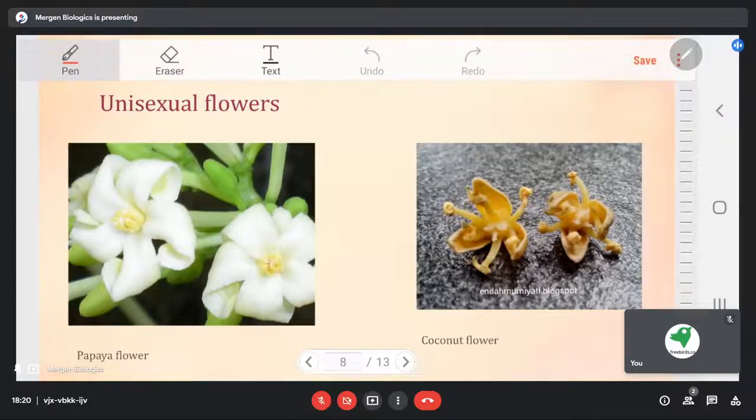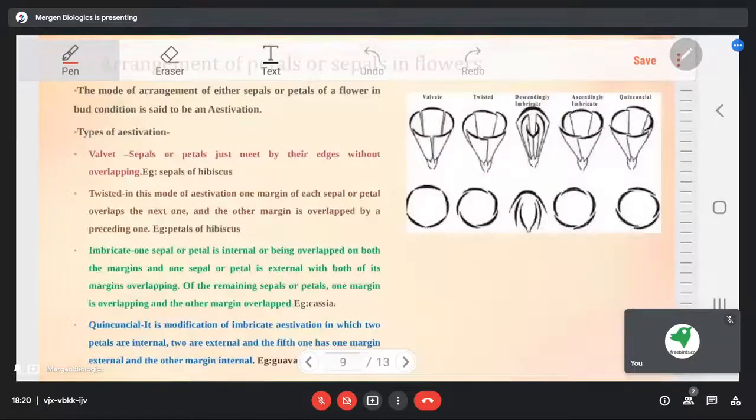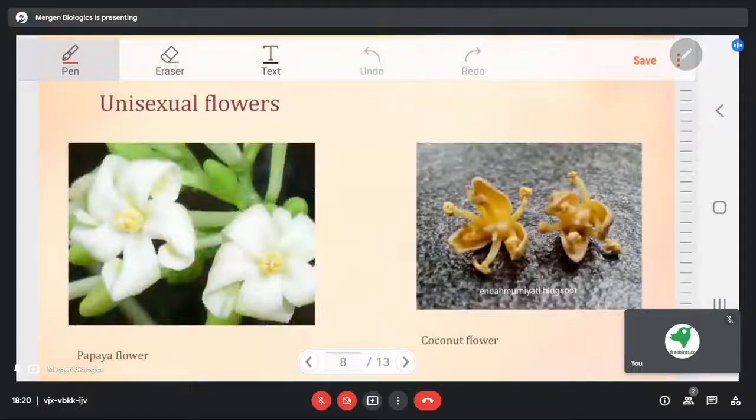The papaya flower or the coconut flower have only one reproductive part. Either they are male or they are female. You will not get a single papaya flower or coconut flower which has both reproductive parts, just like the hibiscus. So they are known as unisexual flowers. So that's all about the whorls: calyx, corolla, androecium, and gynoecium.